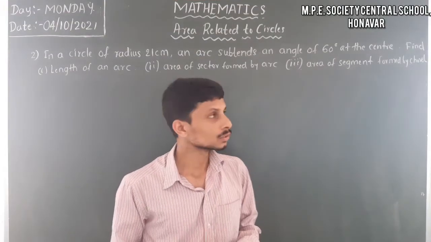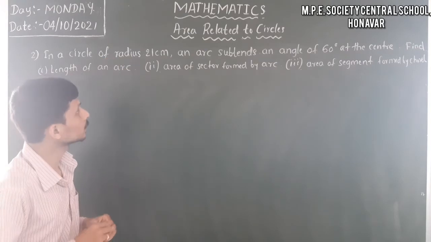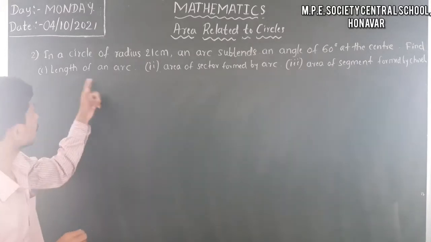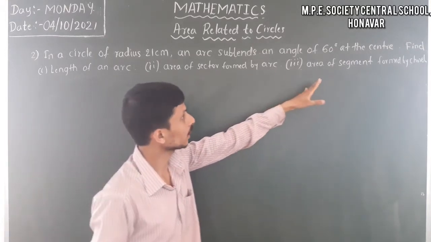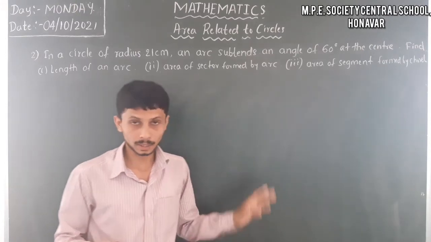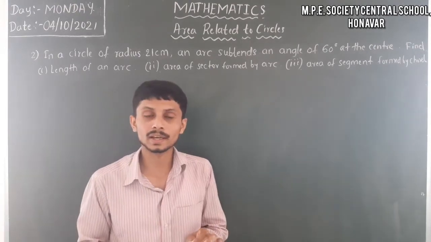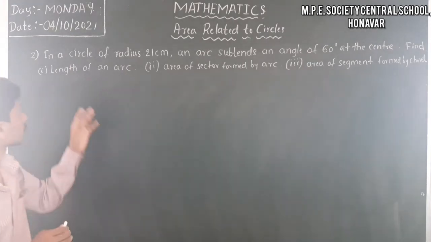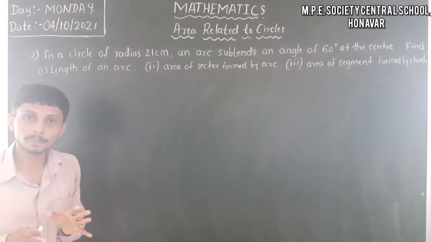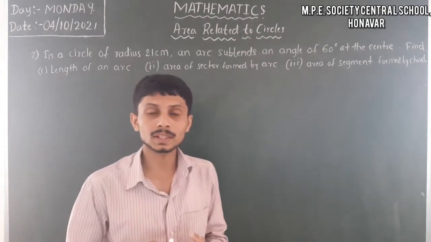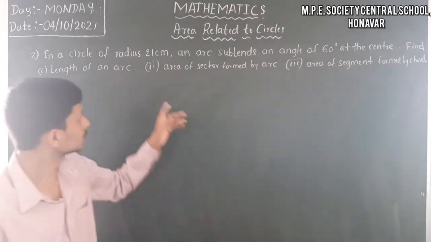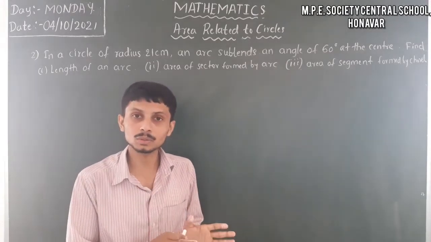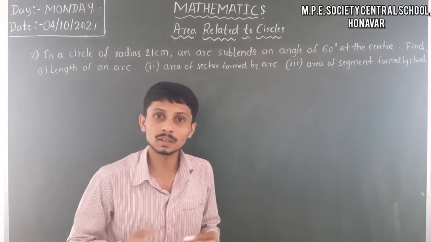Take the second problem. Here we have a circle of radius 21 centimeter and an arc subtends an angle of 60 degree at the center. Find the length of the arc, the area of the sector formed by the arc, and the area of the segment formed by the chord. Here I have not drawn any diagram, so without any diagram we have to analyze the condition. Firstly, let us start with the length of an arc. For the length of an arc we need the radius of the circle and the angle theta. Here the radius is given as 21 centimeter and the angle is 60 degree. With only those two things we can find it easily.